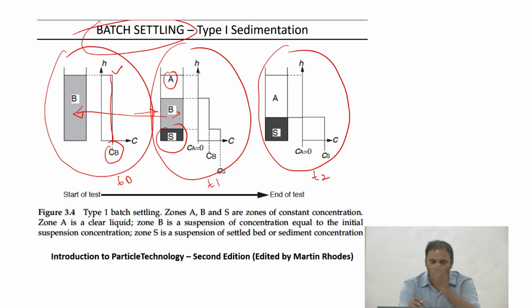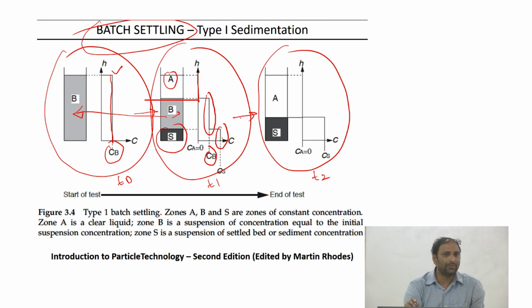So if you look at the concentration as a function of height, the concentration is 0 in zone A because it's a pure fluid. In zone B, the concentration is exactly the same as your initial concentration, Cb, and in the sediment you have a higher concentration. That's the concentration profile as a function of height. If you wait long enough, zone B completely disappears. That means all the particles have settled, they're all at the bottom, and you have a clear fluid. This is a typical behavior that one sees in an experiment like this.